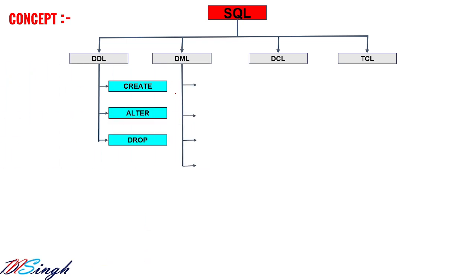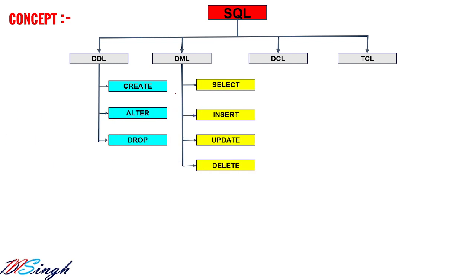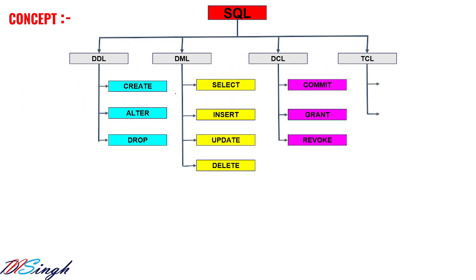DML has four commands: select, insert, update and delete. DCL has three commands: commit, grant and revoke. Then TCL has rollback and savepoint. Commit can also be utilized in TCL, that is transaction control language. So we have to deal with only these parts in detail. Commit is used to make the changes permanent in the database, whatever changes we are doing.